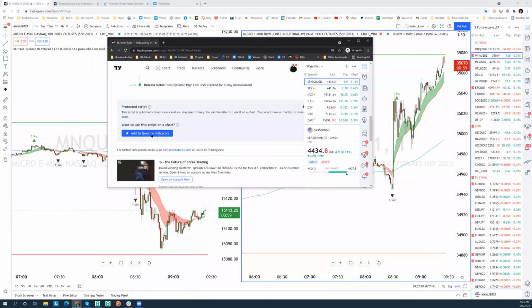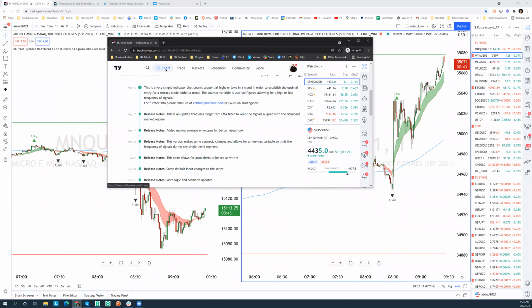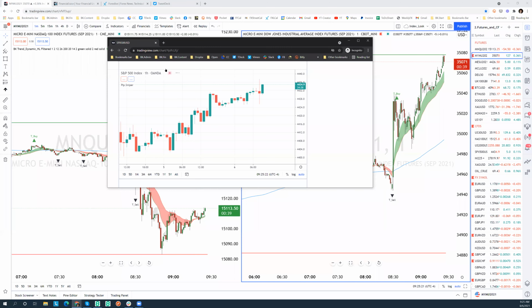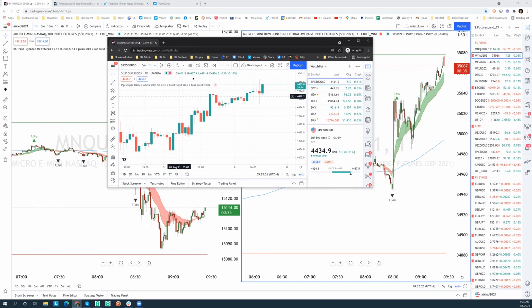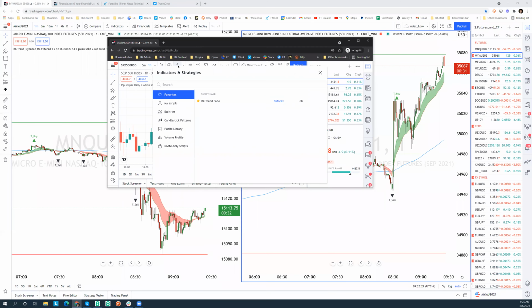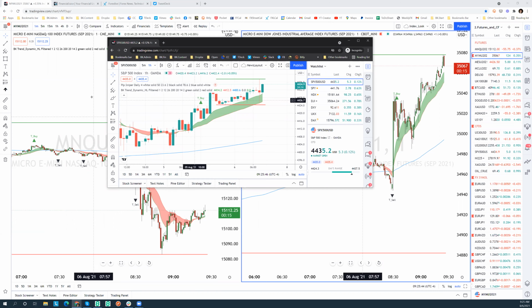You see how once you do that, it says add to favorite indicators. All you need to do is click this. Now you go into your chart mode. So now I'm in my chart, and when you're in chart mode, you look for your indicators and go into the favorites. And here is BK trend fade. All you got to do is, once it's in your favorites folder, click BK trend fade, and it's applied. Now this is the S&P 500, but the point is it's applied. That's all you need to do. There are no passwords, there's nothing. You simply click on the link, add it to favorites, and then go into your favorites and apply it.